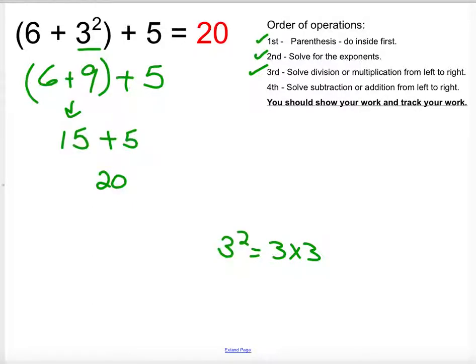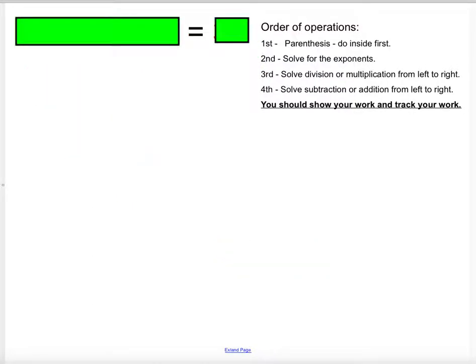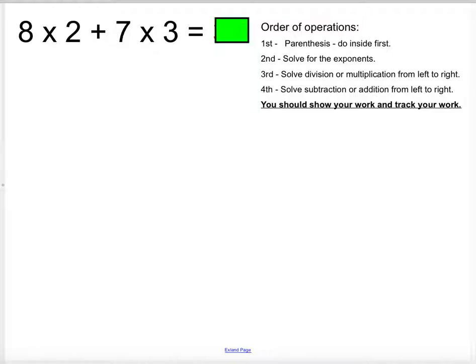Okay, next problem. Here we go. See if you can solve this one: 8 times 2 plus 7 times 3. I'm going to pause the video. You go ahead and solve that problem.